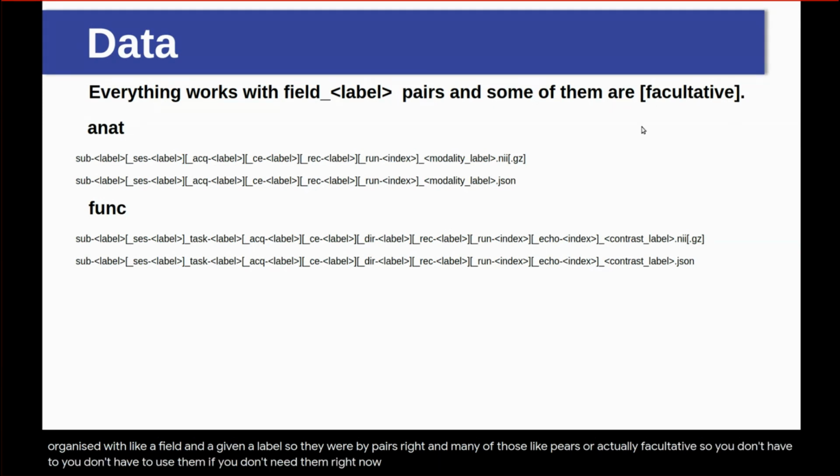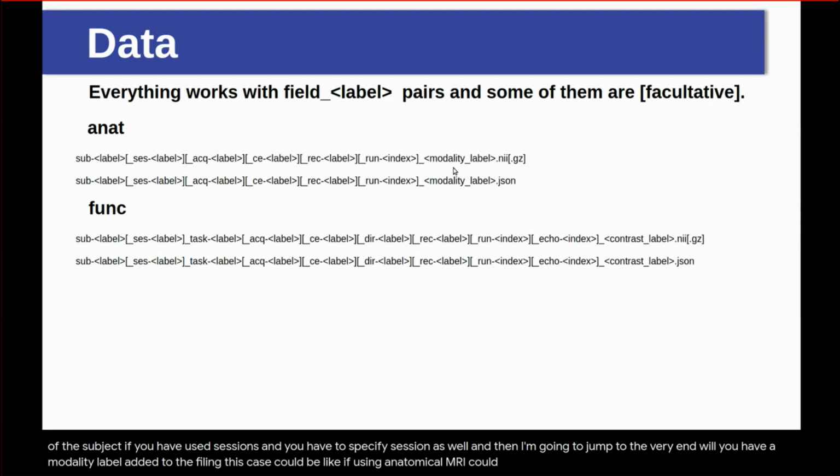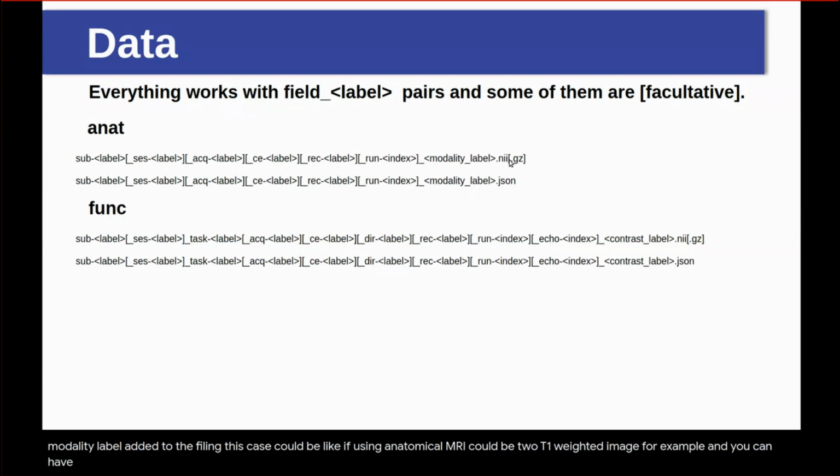And I put them in square brackets here. All files will have to have the subject and the label of the subject. If you have used sessions, then you will have to specify the session as well. And then I'm going to jump to the very end, where you have a modality label added to the file. In this case, if you're using an anatomical MRI, it could be a T1 weighted image, for example, and they use the NIfTI format. That's what we use for MRI.